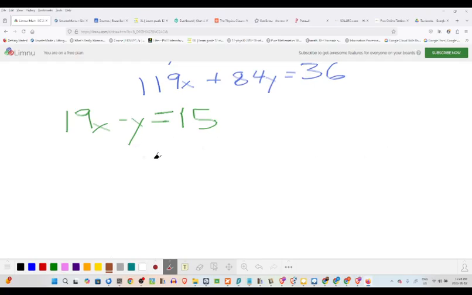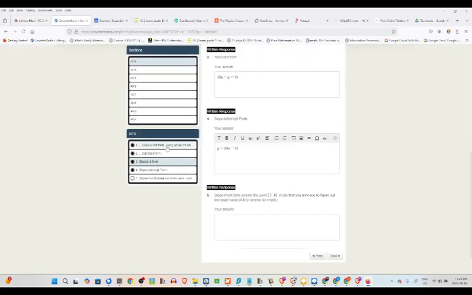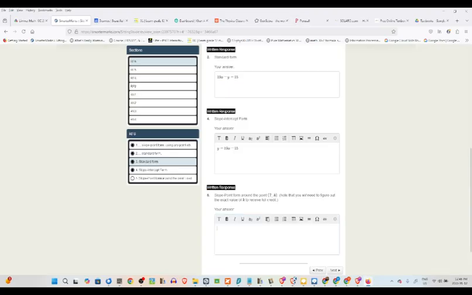So 7 times 19, 7 times 20 would be 140. So it's 7 less than that. It should be 113. Right, 19 times 7. Well, 7 times 9 is 63. Yes, 133. That is consistent here. So 133 minus 15 is 118. So that's our point, 7 and 118.